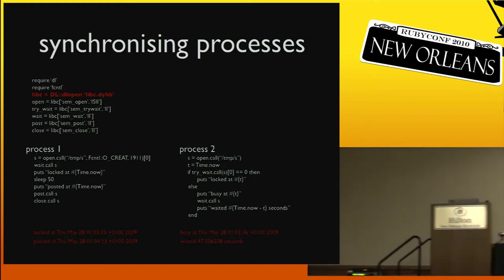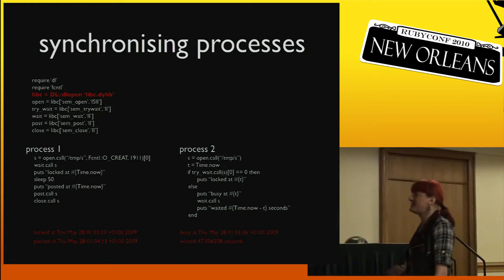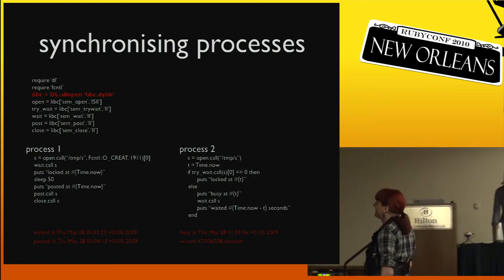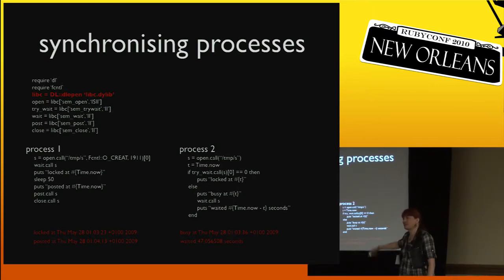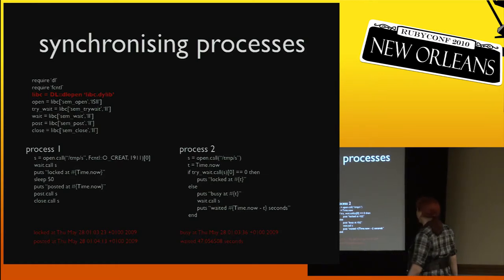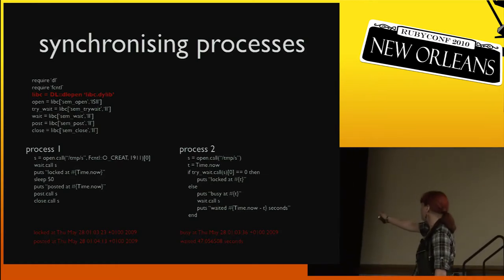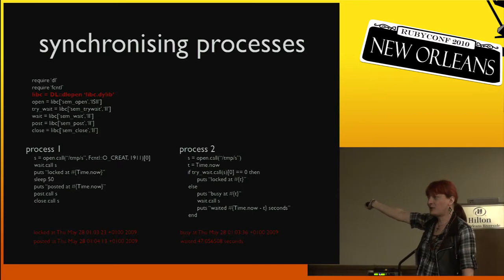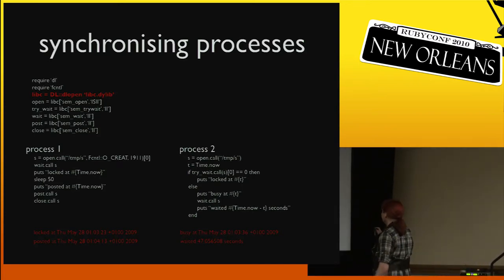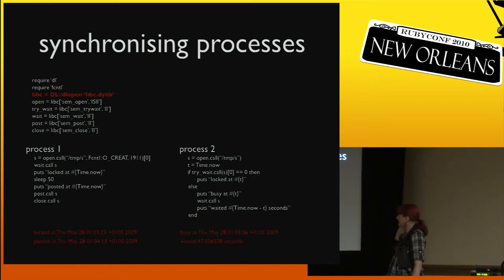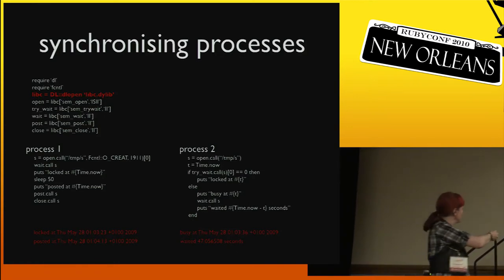Sorry, I'm opinionated like this. This is a very simple example. Basically, it just loads up libc and it decides to load in the appropriate POSIX calls for playing with semaphores. And these two processes, ping pong, ping pong, ping pong, one gets a lock through the semaphore and then it releases it and you find out what the time is. As I said, I mostly like it because it's a RubyDL example.